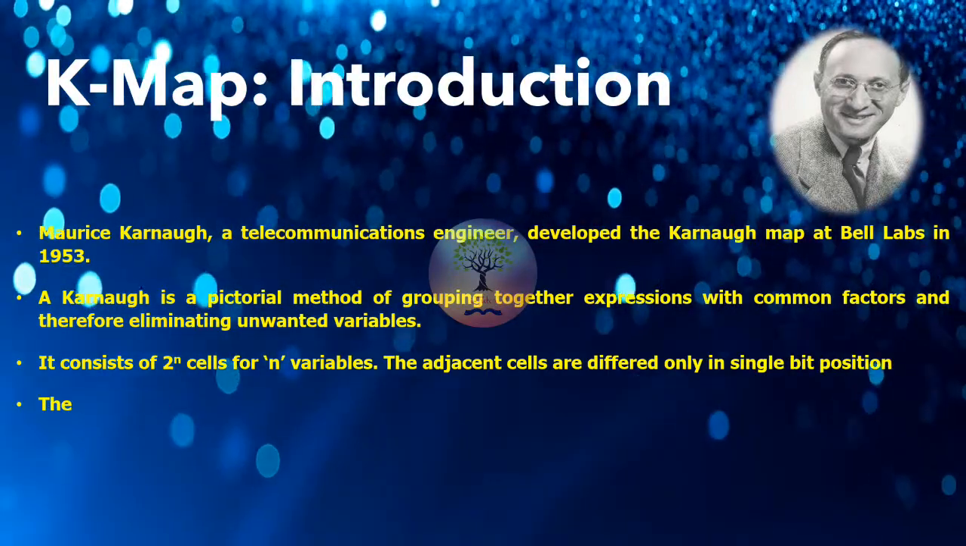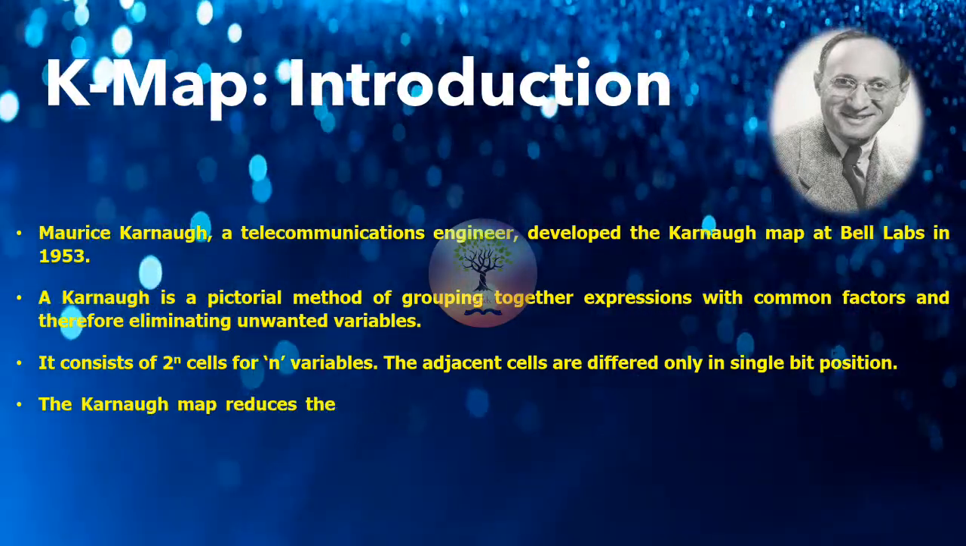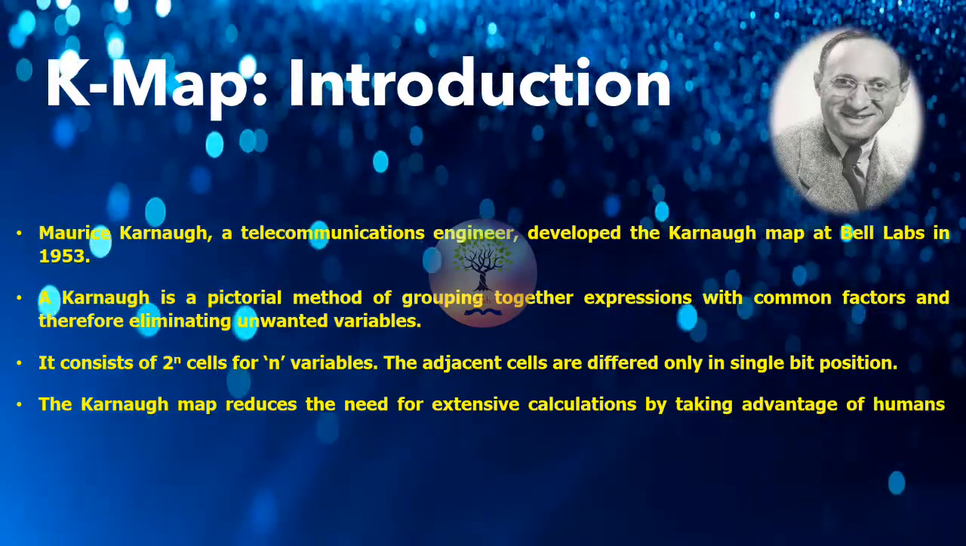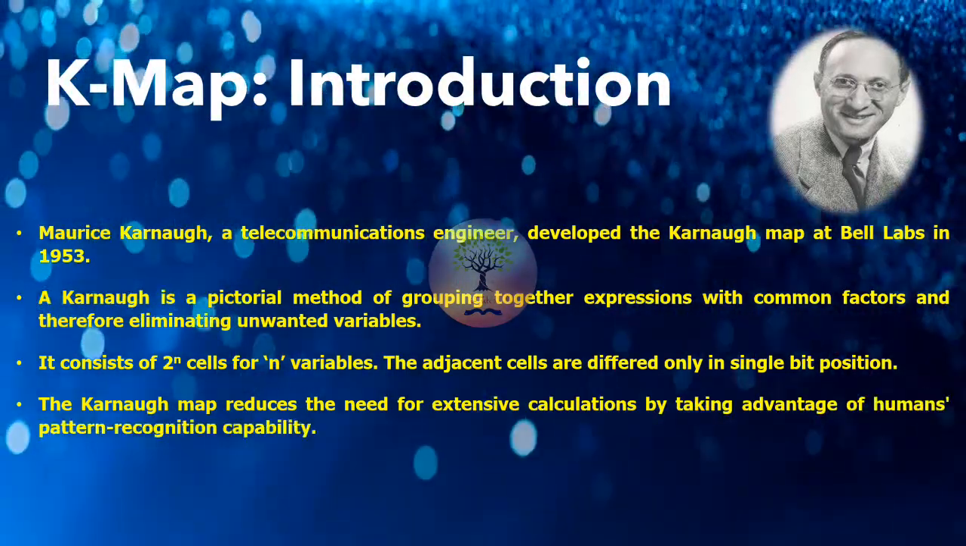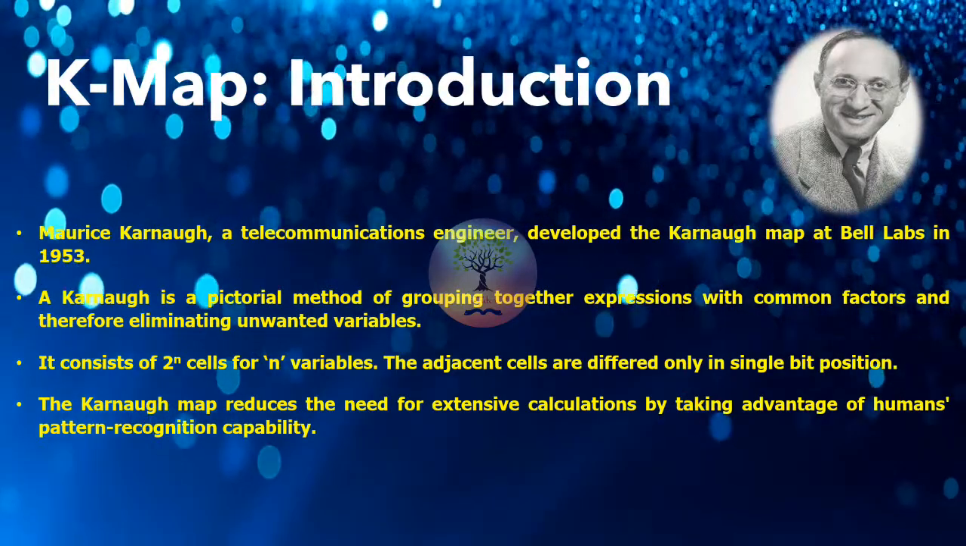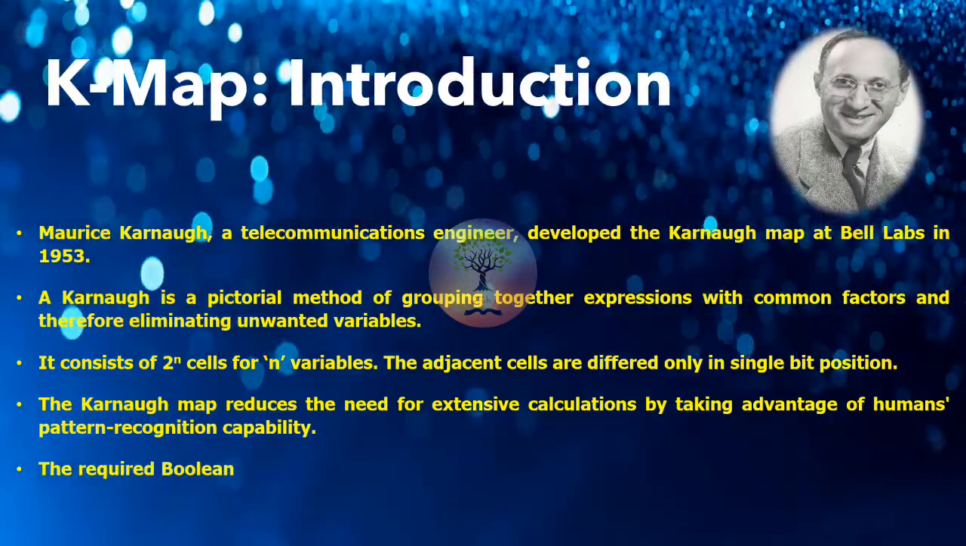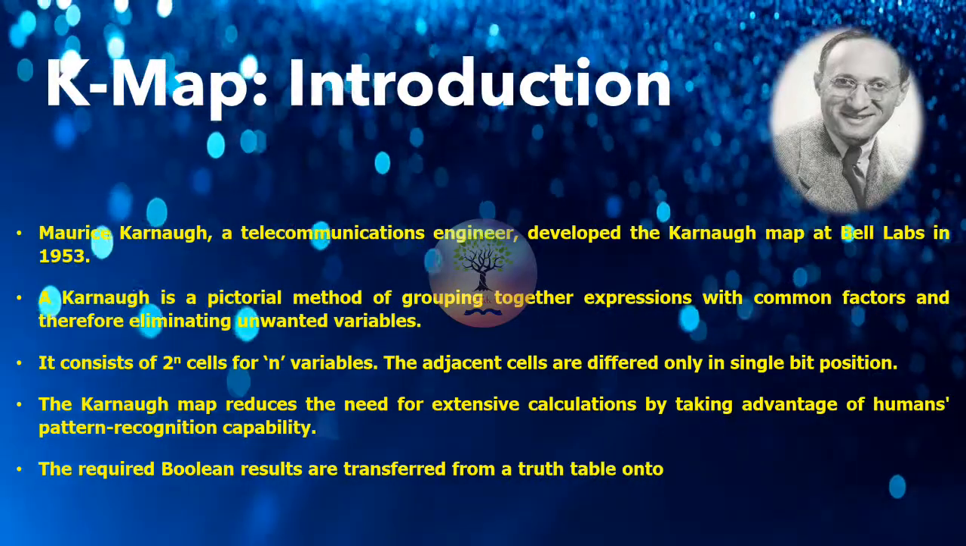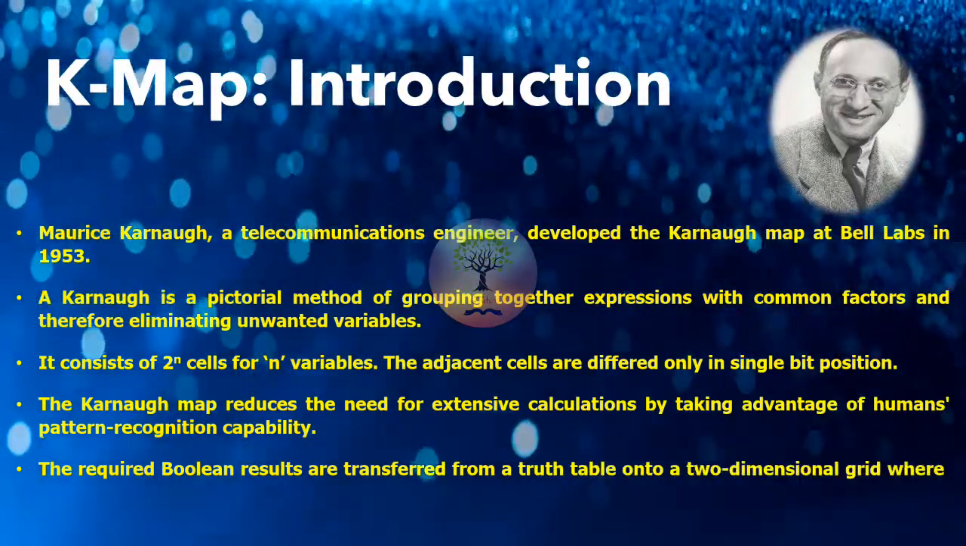The Karnaugh map reduces the need for extensive calculations by taking advantage of humans' pattern recognition capability. The required Boolean results are transferred from a truth table onto a 2-dimensional grid where, in Karnaugh maps, the cells are ordered in gray code.